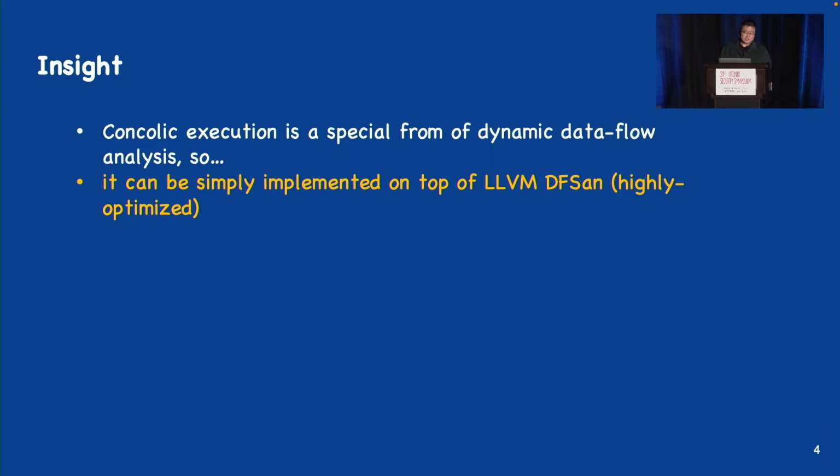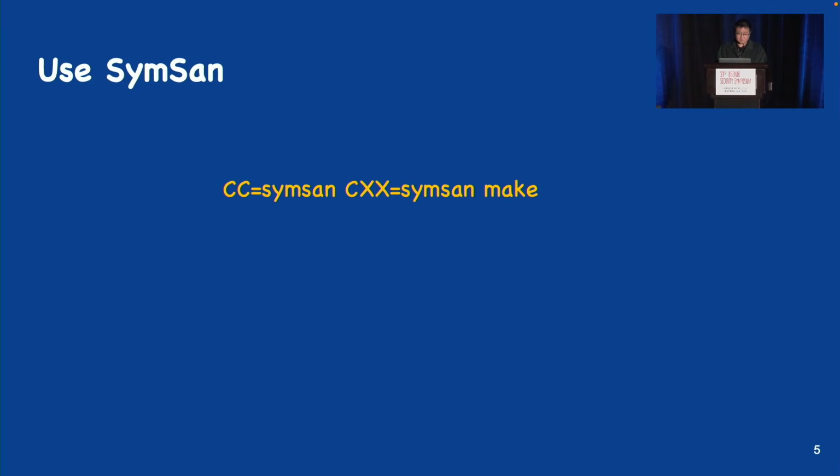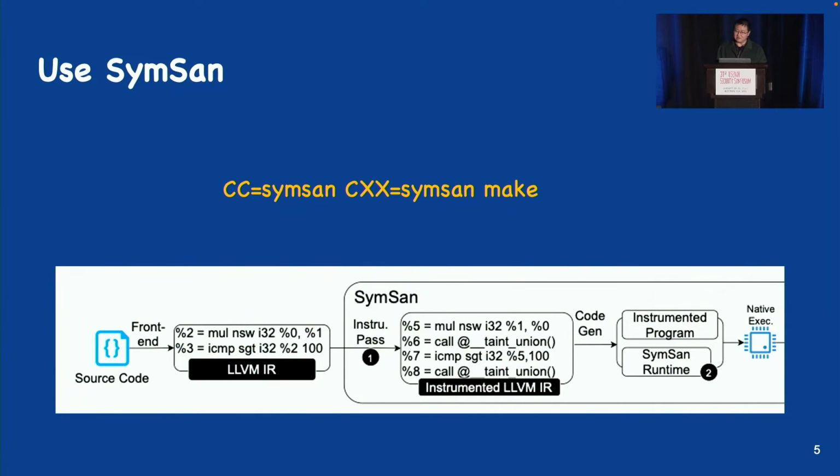Our insight to reduce the overhead is pretty straightforward, because we realized that Concolic execution is just a special form of dynamic data flow analysis. So a Concolic executor can be simply implemented on top of a data flow sanitizer, which is highly optimized. Using SymSAN is quite simple. It is similar to SymCC. You just need to point the compiler to SymSAN, and that's it. Like SymCC, SymSAN also instruments the code at the LLVM IR level, and it has a runtime to manage symbolic expressions and collect constraints.